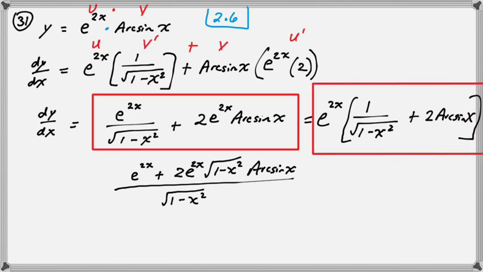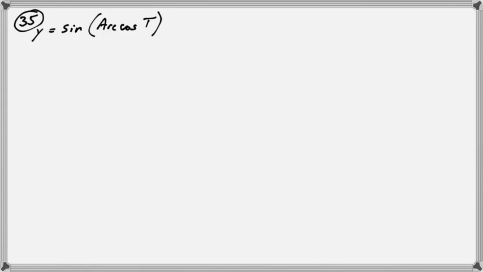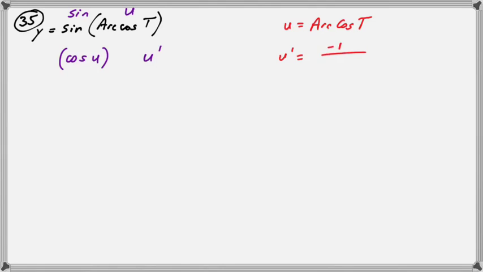Okay, I'll attempt to do them in the sequence they were given. 31, 35 here is next. What is the derivative of sine of u? Well, it would be cosine of u times u prime, right? Can anybody identify what I'm letting u equal? Good, arc cosine of t. Can you do u prime? That would be u prime over radical 1 minus u squared, right?